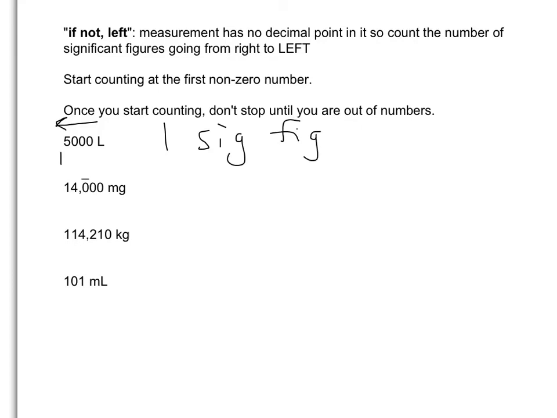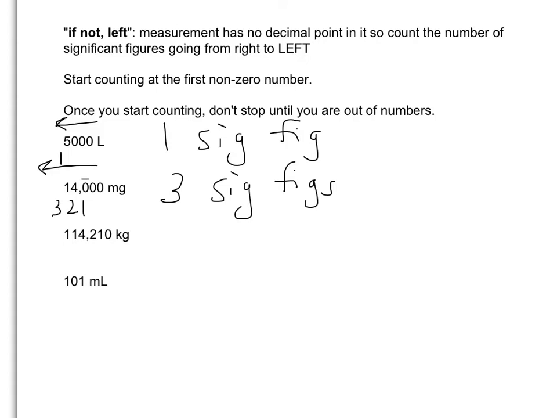In 14,000, you'll see something that looks a little curious. There's a bar over one of the zeros, and there's still no decimal point, so we're still going to count to the left. But that bar is going to make that zero significant, meaning it was measured. The 0 in the 1's place and the 0 in the 10's place were not measured. They're just holding place. But that 0, because it's got that line over it, means that it's significant, and we have three significant figures in this measurement.